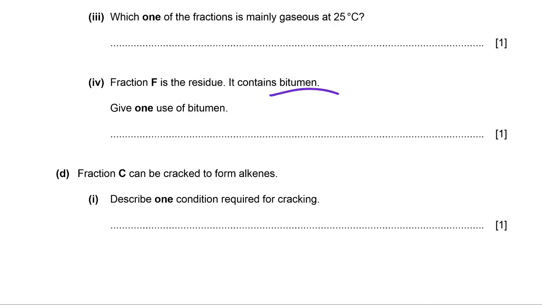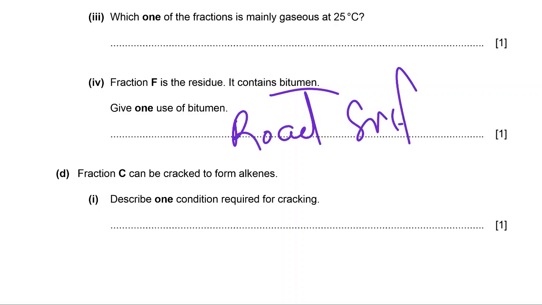It contains bitumen. Give 1 use of bitumen. As I told you, road surface or road foundation. It could also be used as a lubricant. So you can write one of them, and that's enough. So here we can say road surface, or lubricant, or waterproofing. That means we also use it in preventing rusting. One of the methods is oiling or greasing by using lubricant oil.